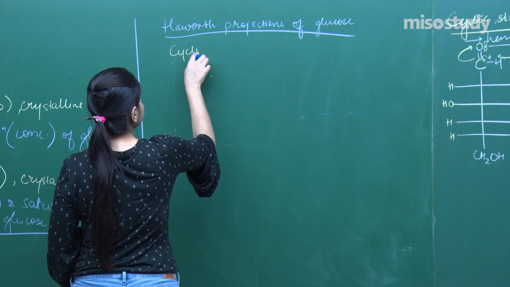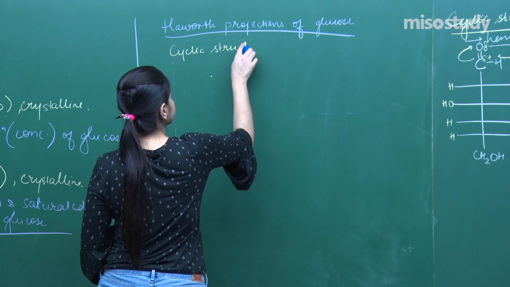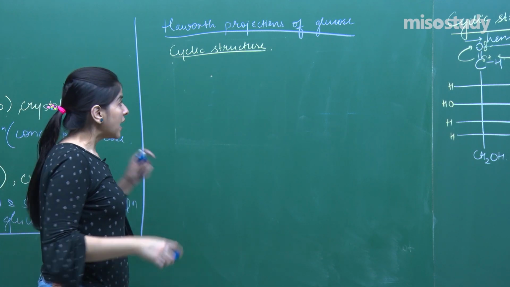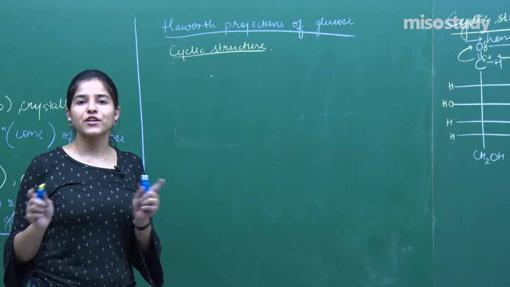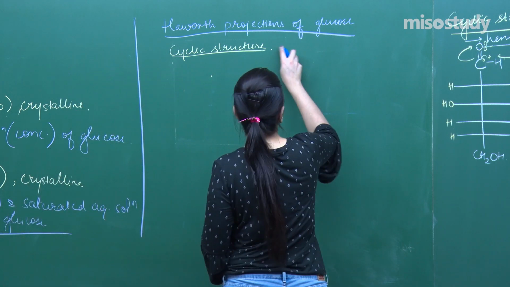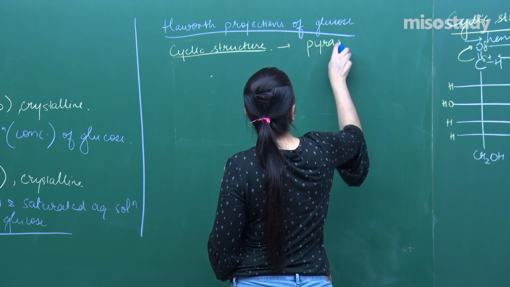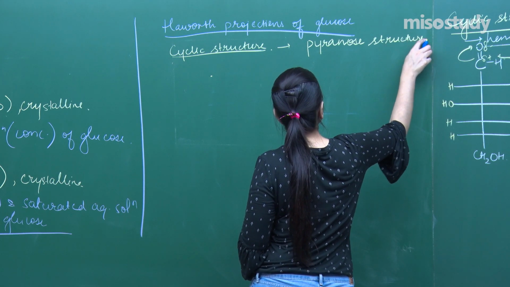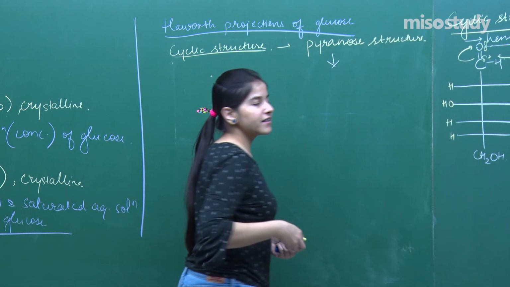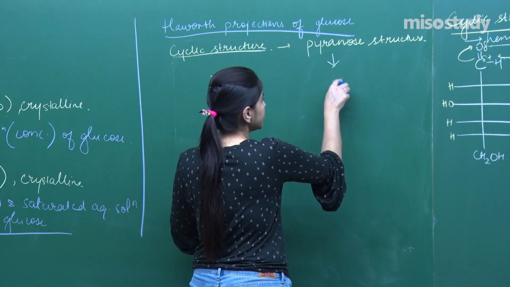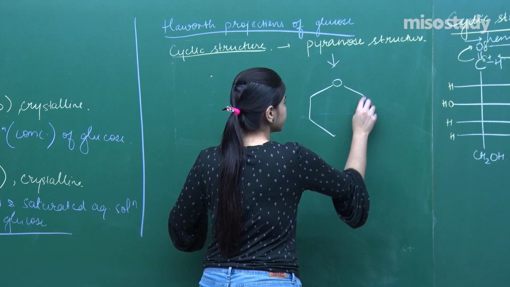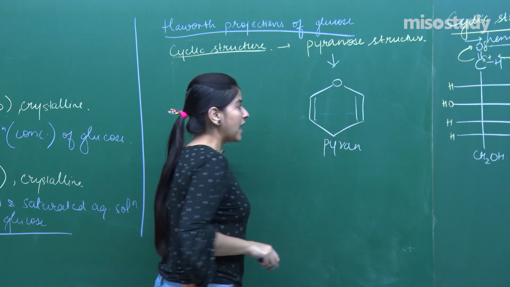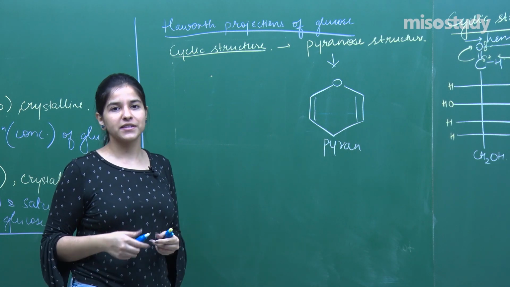Now in Haworth projection, I'll be dealing with the cyclic structure, and that too similar to a pyranose structure, right? It will be known as the pyranose structure. Why pyranose first of all? Because have you seen a pyran ring? What is a pyran ring? It looks like this. This is a pyran ring, and a similar ring would be formed in the case of glucose.